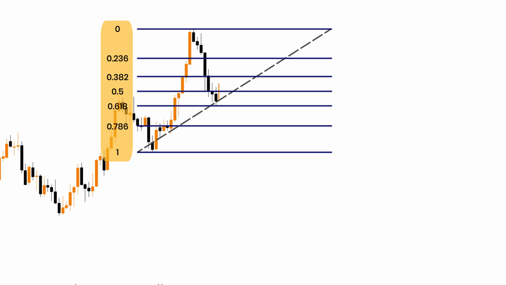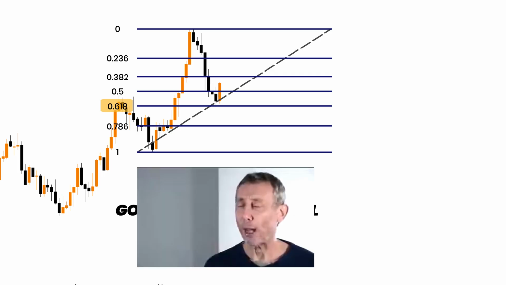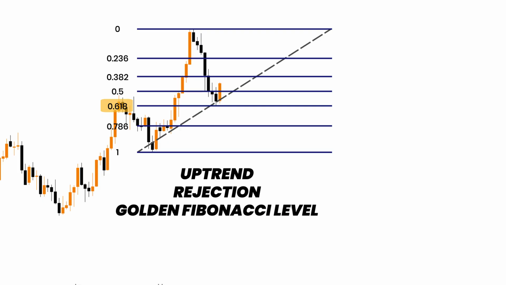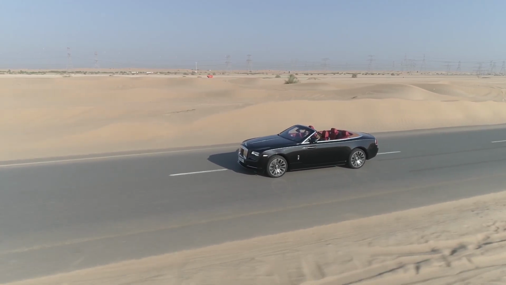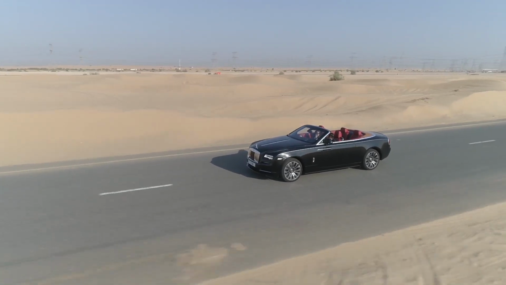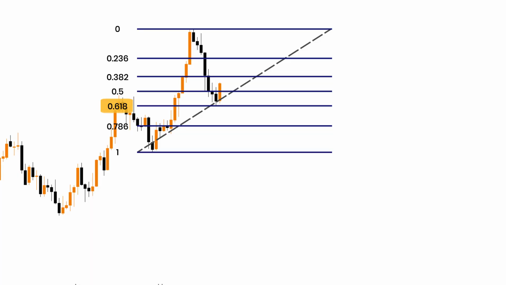You see that the pair has shown a rejection at the 61.8% level. You say to yourself, uptrend, rejection, golden Fibonacci level. Perfect. Nice. You go long at market and start daydreaming that you'll be driving along the coast in your new Rolls-Royce. Now, if you really did go long at that level, not only would your dreams go up in smoke, but your account would take serious hits if you didn't manage your risks properly. Take a look at what happened.